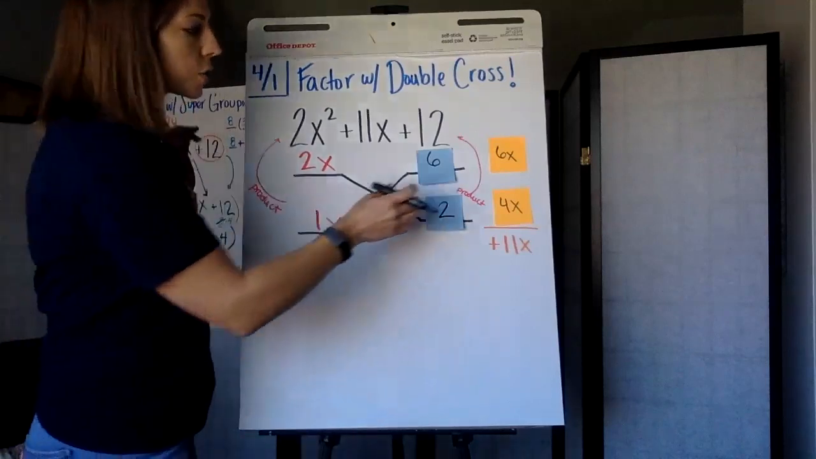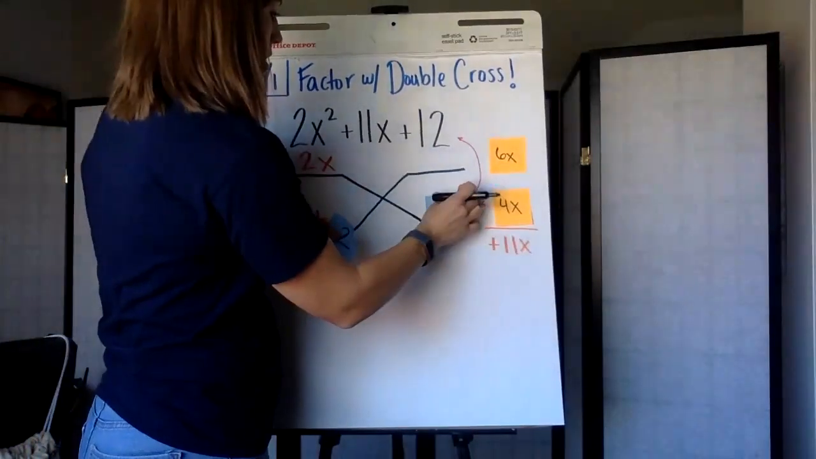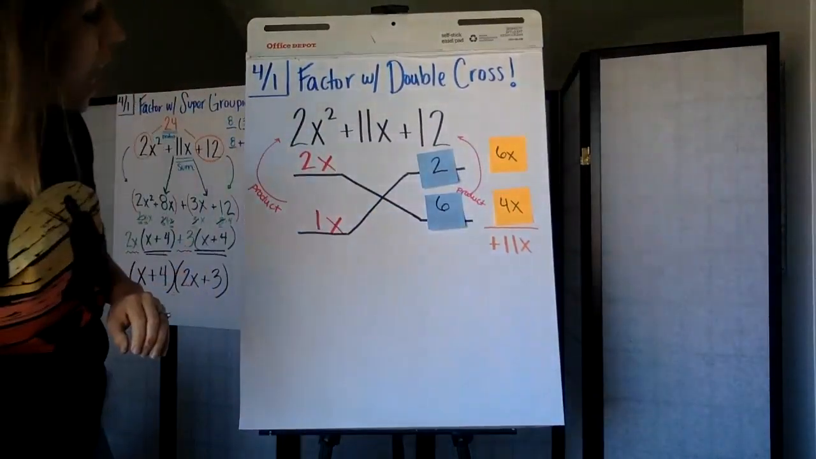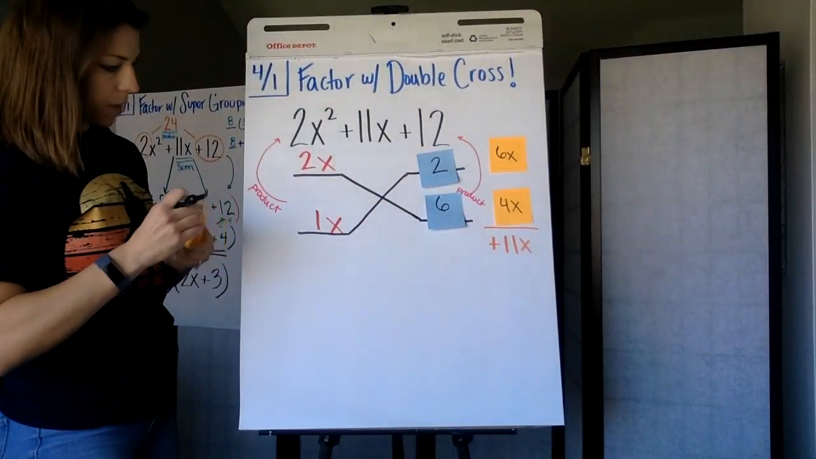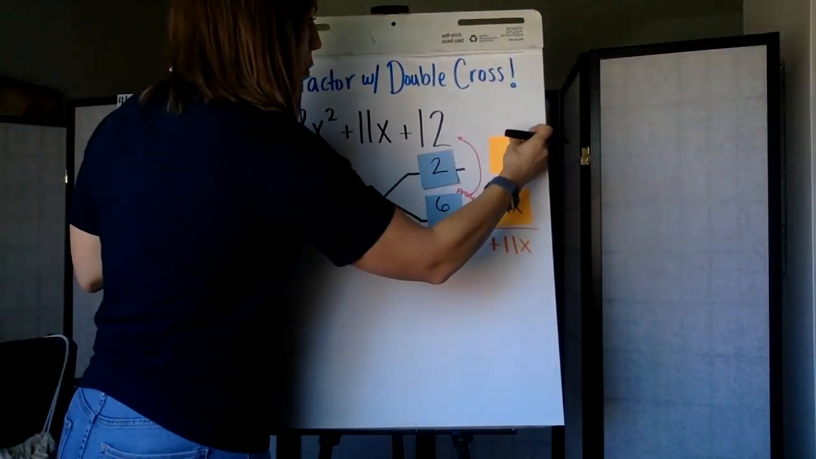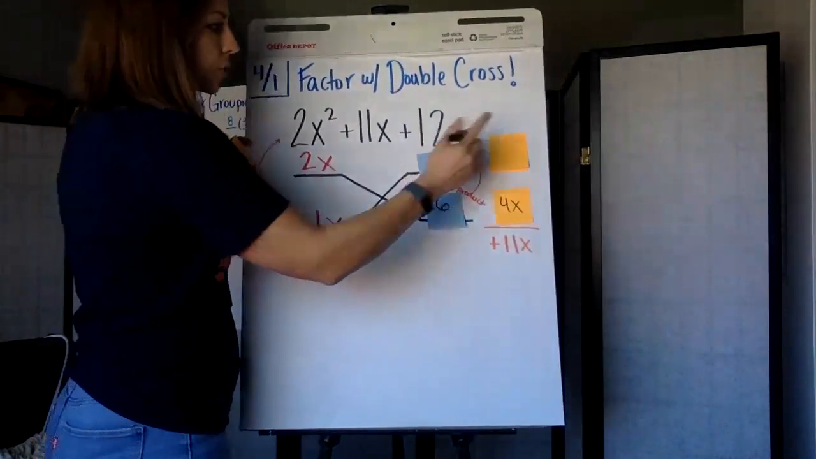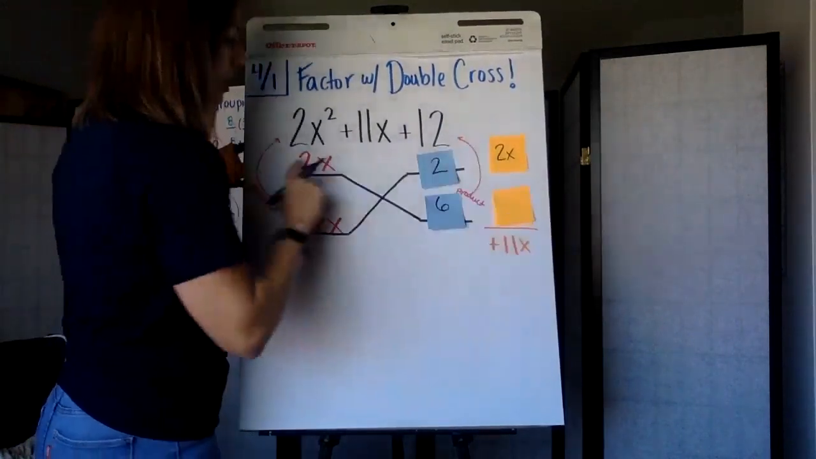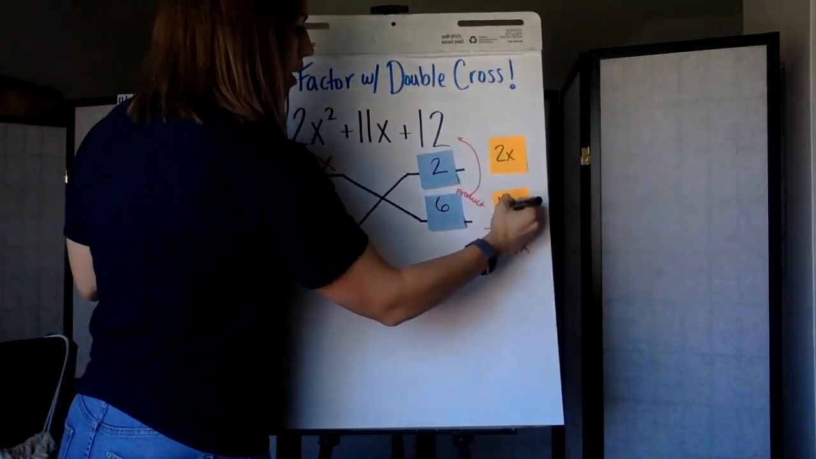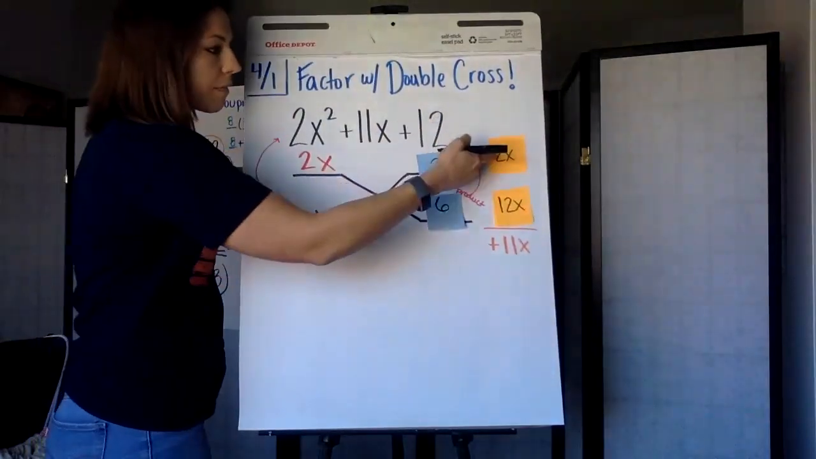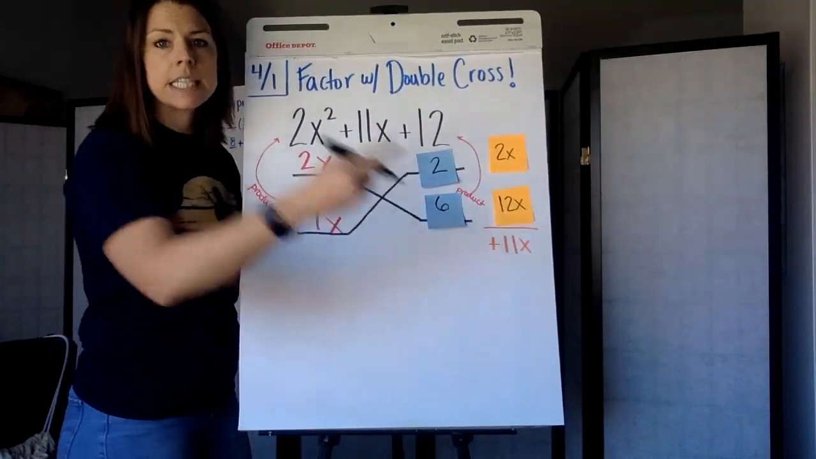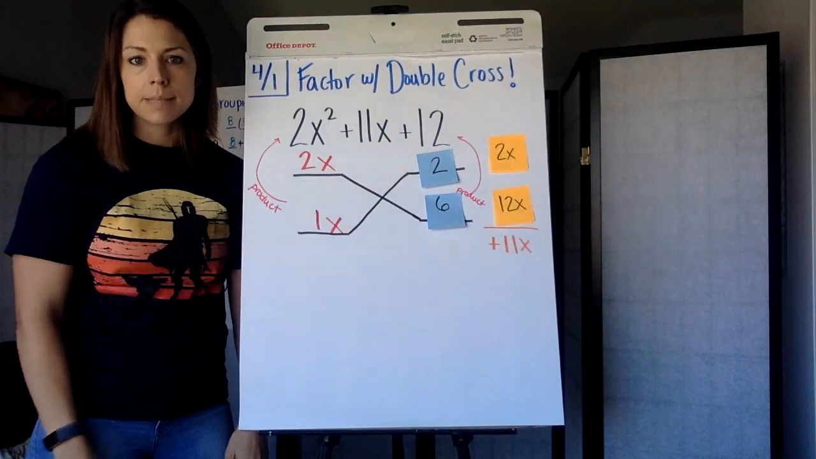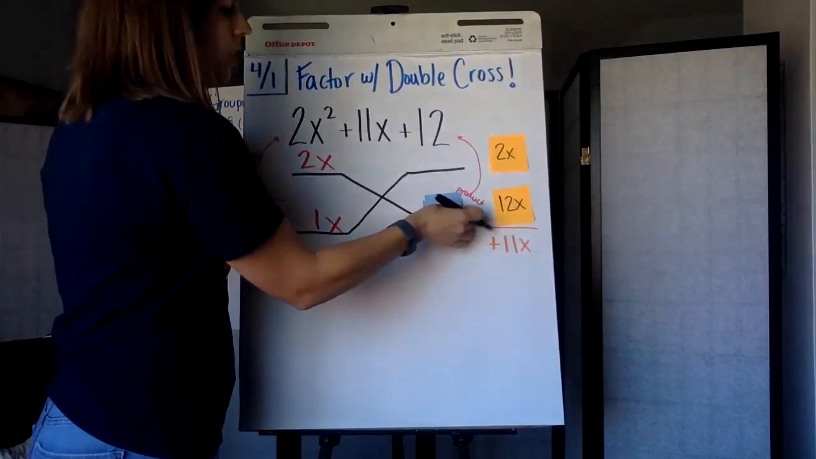So I know my answers can't be 6 and 2. Well, maybe I can just switch them. Maybe I can go like this. You never know. Let's see if that works. Now, let's see what we end up with. Let's put up some new spots here. 1x times 2 is 2x, okay? And 2x times 6 is 12x, okay? Does 12x plus 2x equal 11x? No. So I know that my numbers are not 2 and 6. That did not work. So let's try something else.